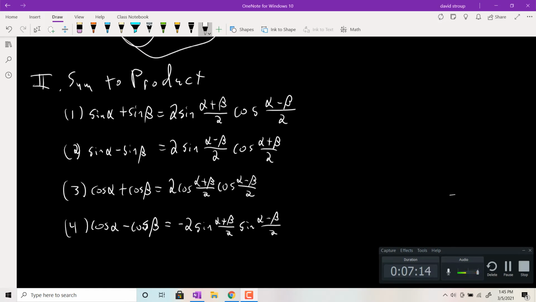There's 4 of them. This stuff is all inside of sine. This stuff's all inside of cosine, just like everything else. You could pause the video and copy them down if you want. But there it is. Okay, and then the questions are essentially just go ahead and apply the formulas.